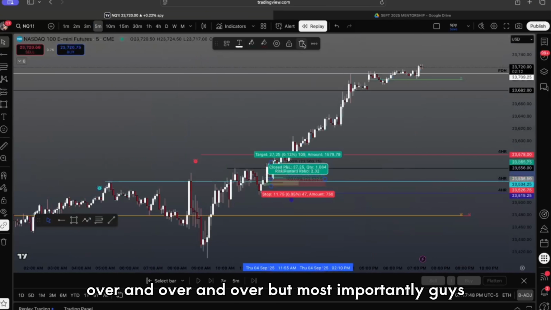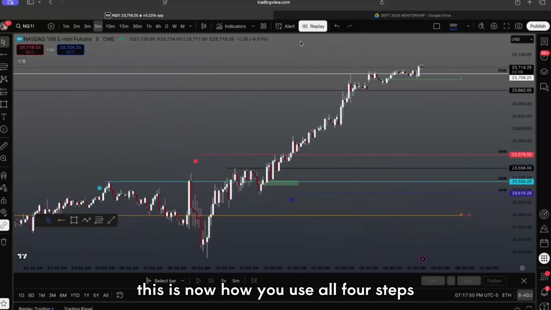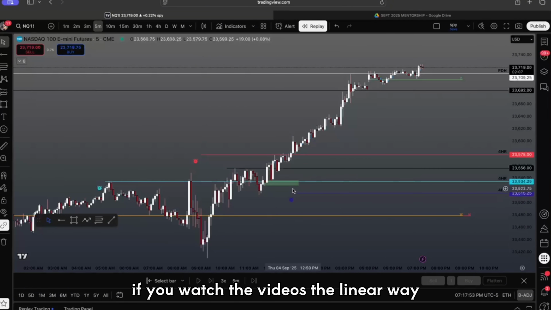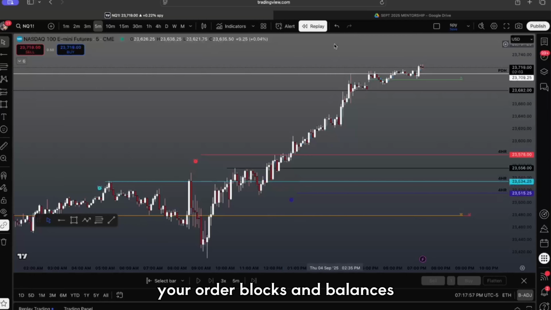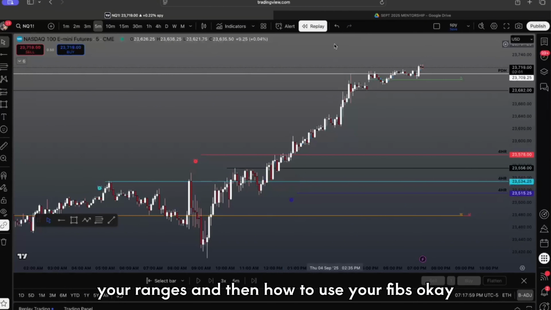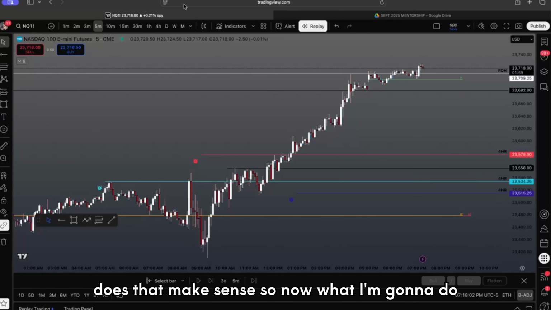But most importantly, guys, this is now how you use all 4 steps that you guys have learned. If you watched the videos the linear way, you now know your highs and lows, your order blocks and imbalances, your ranges, and then how to use your fibs. Okay, does that make sense?